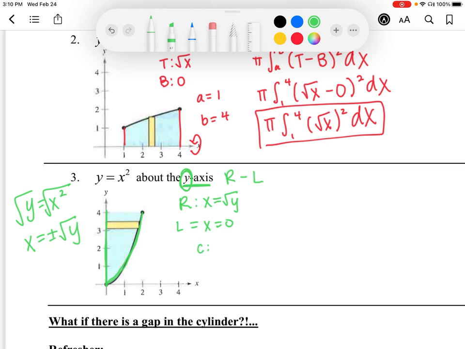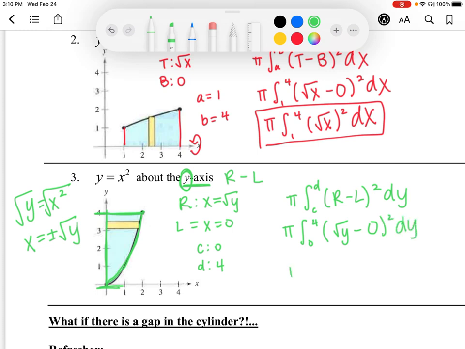And this time when we're looking for our c and d, we're looking how far down does it go and how far up does it go. So we are going from 0 to 4. So pi, integral from c to d of the right minus the left squared dy. So I'm going to have pi, the integral from 0 to 4 of my right, which is the square root of y, minus my left, which is 0 squared dy. So pi, the integral from 0 to 4 of the square root of y squared dy. And of course, you could keep simplifying that and go and take the integral, but we're just practicing setting them up right now.